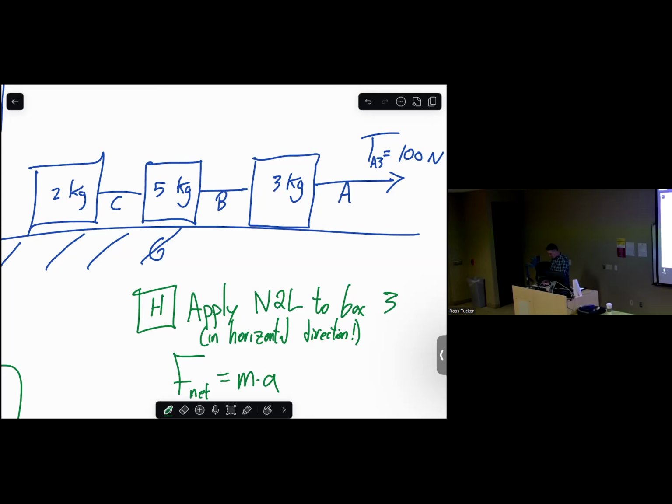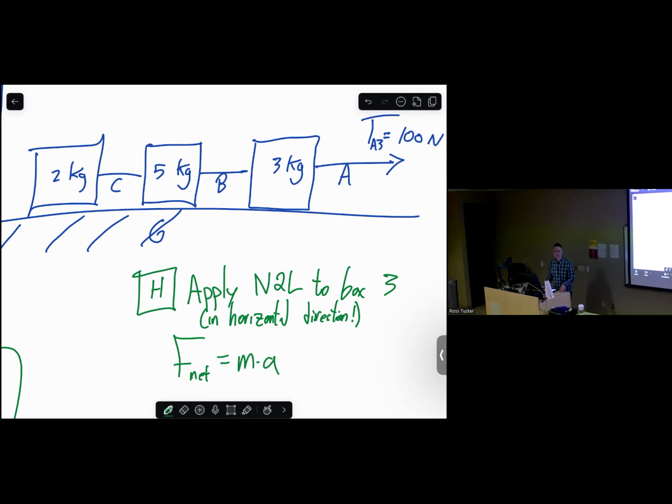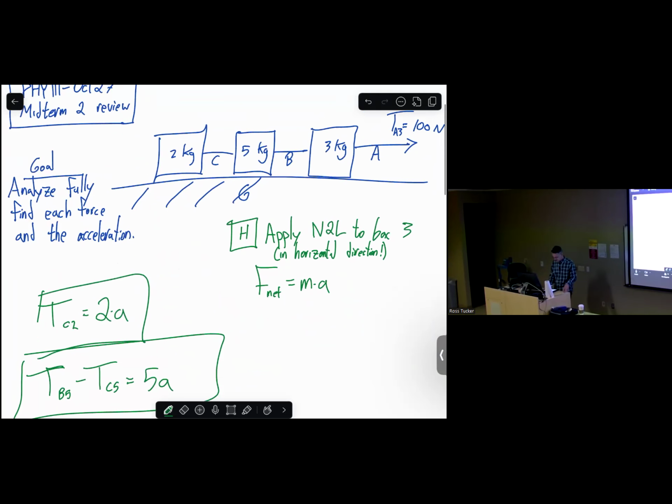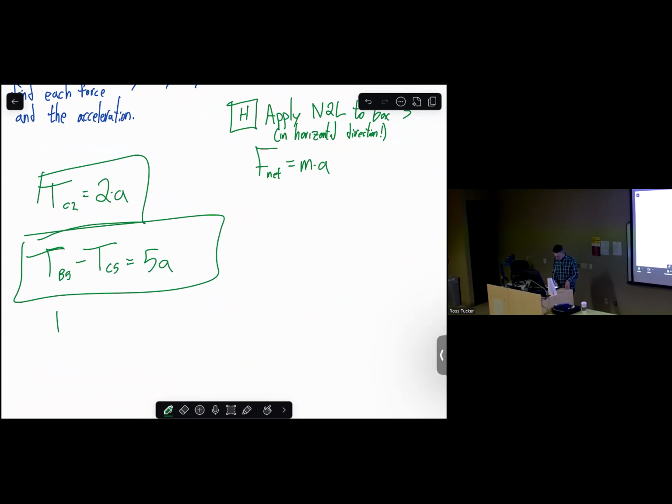Okay, we are up to now well more than half the class. The correct answer is TA3, or 100 if you prefer, minus TB3 equals 3A. The rightward force on box 3 is TA3. The leftward force on box 3 is TB3. When we add those together and incorporate the minus sign, TA3 minus TB3 equals 100 minus TB3 equals 3A.